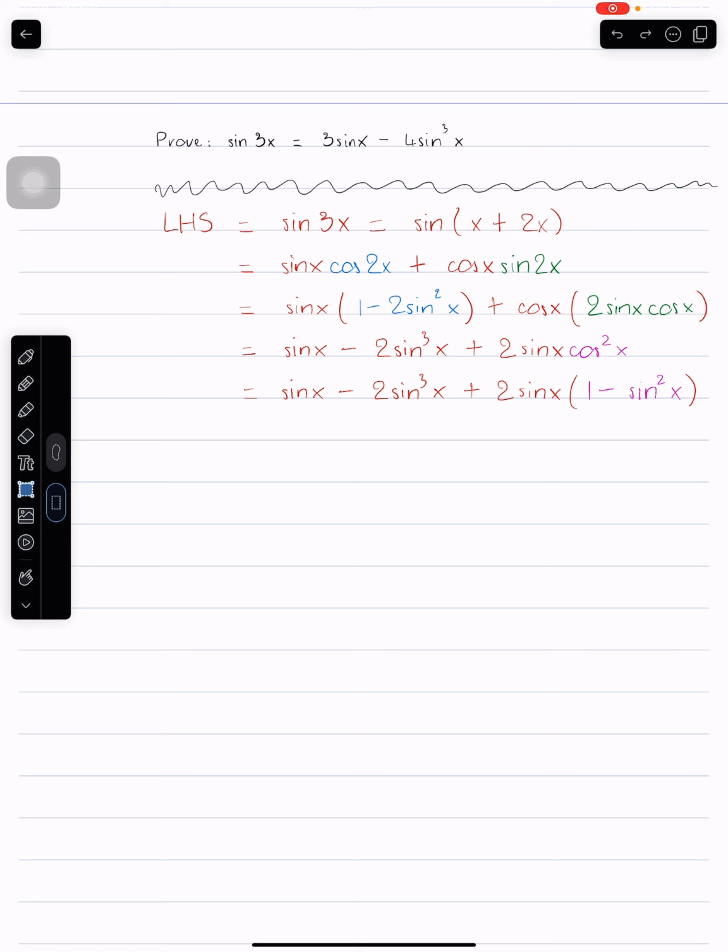And after this, I'm going to multiply the 2 sine to the inside of the pink, and I'm going to get 2 sine minus 2 sine cubed. And after this, I'm just going to gather all the like terms together. So sine x plus 2 sine x, I'm going to get 3 sine x in total. And a negative 2 sine cubed together with negative 2 sine cubed, I'm going to get negative 4 sine to the 3rd power. And guess what? This is the right hand side that we want to get to. And that's the end of the problem.